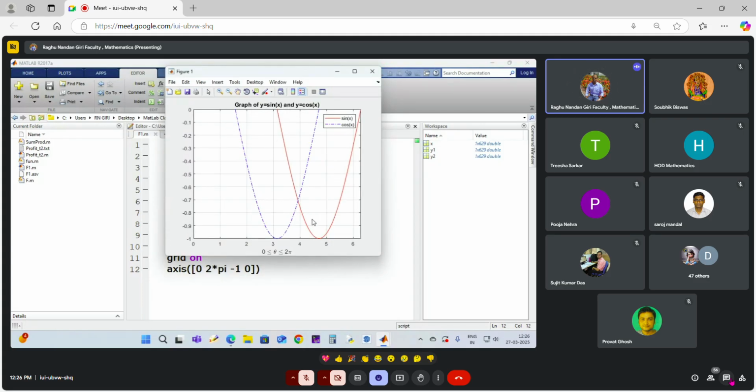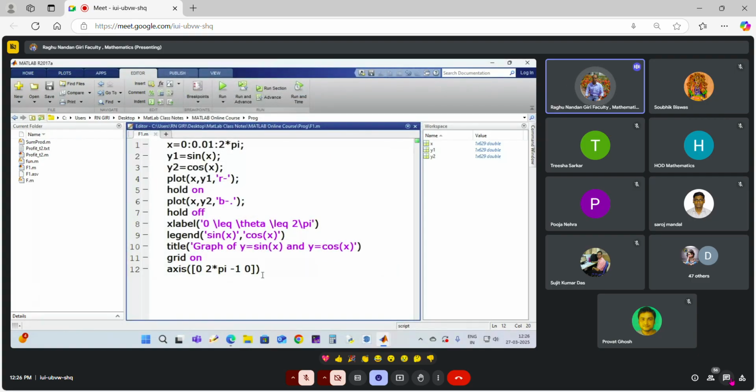So see this. If you want the individual command, then except the axis command, you have to write the xlim command and ylim command for individual limits. Okay.